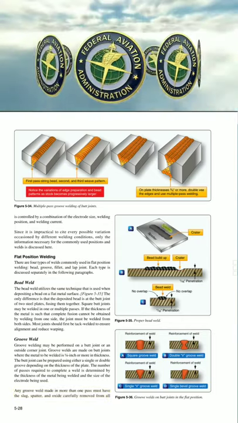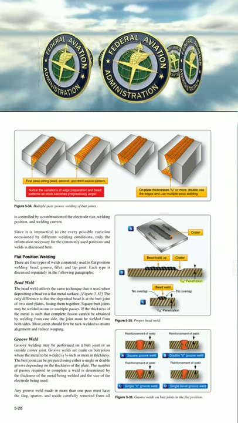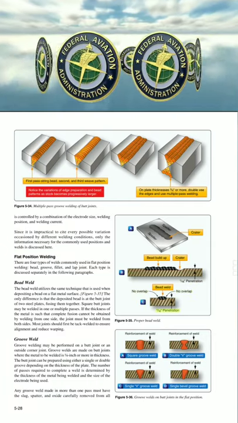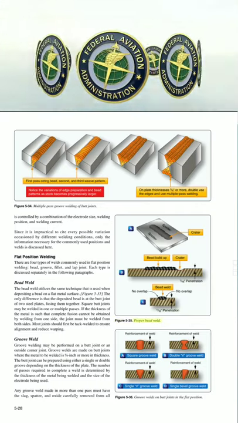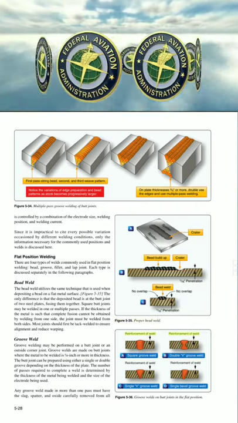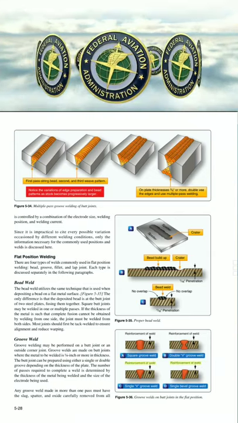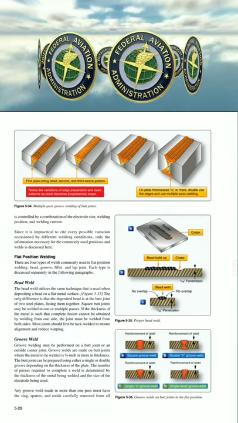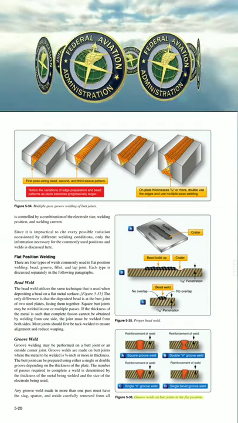Spatter. Crater. Build-up crater. 1/16 penetration. Bead weld, no overlap. Figure 5-35. Proper bead weld. Reinforcement of weld. A, square groove weld. B, double V groove weld. C, single V groove weld. D, single bevel groove weld. Figure 5-36. Groove welds on butt joints in the flat position.